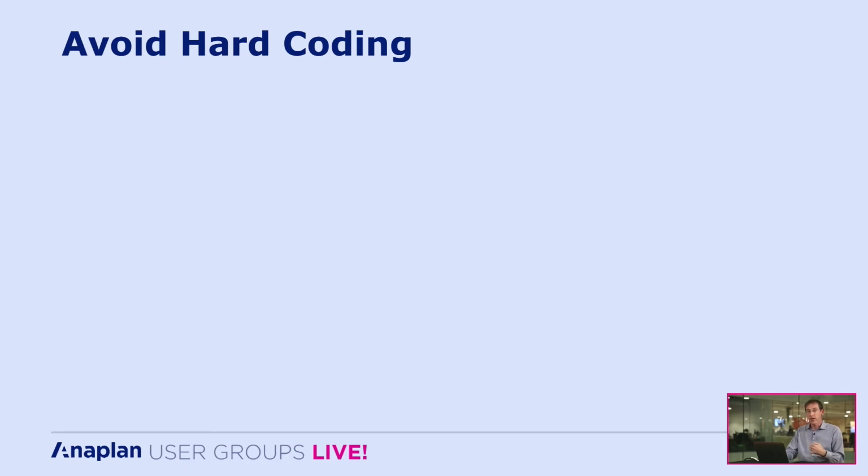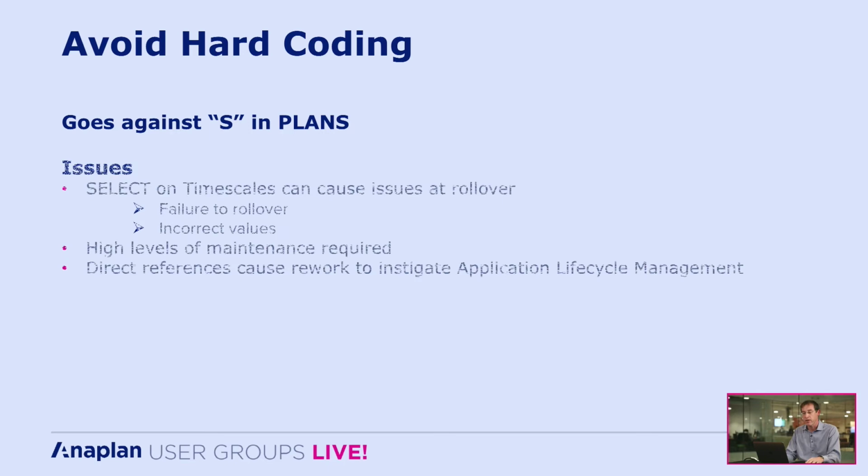And finally, we're looking at sustainability. It's the S part of it. This is good modeling anyway. You should be doing this in your spreadsheets and any other system. This isn't just Anaplan. Try to avoid hard coding things, particularly on timescales. We see a lot of select FY19.